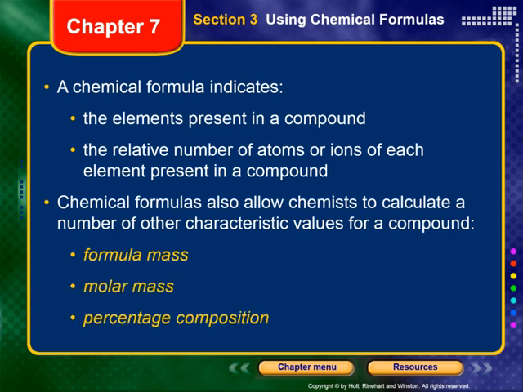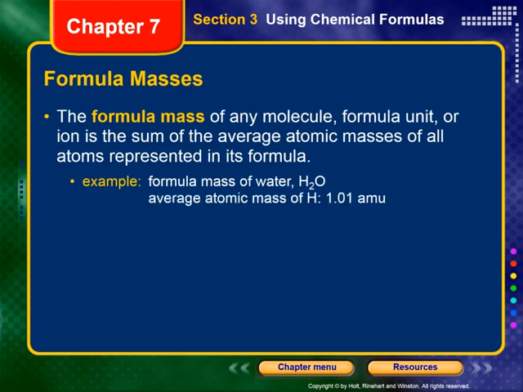So we know that a chemical formula indicates the elements present in a compound and the relative number of atoms or ions of each element present in that compound. We already know this. Chemical formulas also allow chemists to calculate other characteristic values of a compound, and this is where we're going to take one step further. We can take a chemical formula and calculate formula mass, molar mass, or percentage composition. Let's start with formula masses.